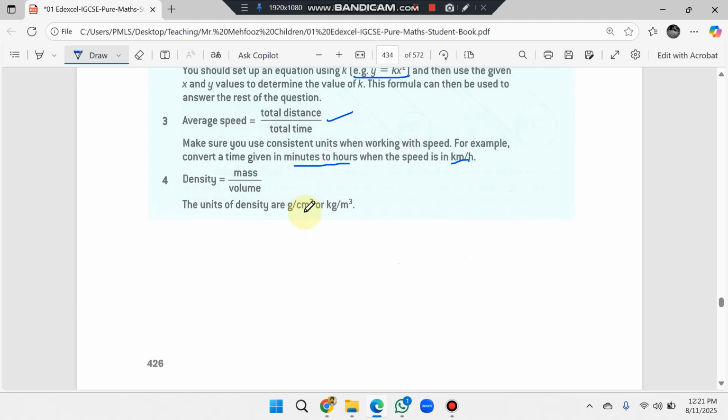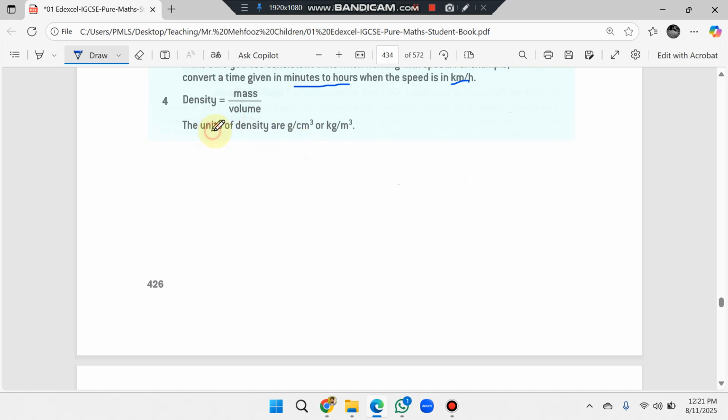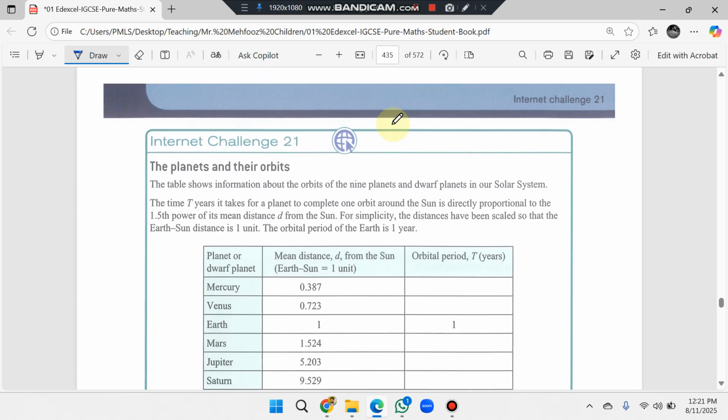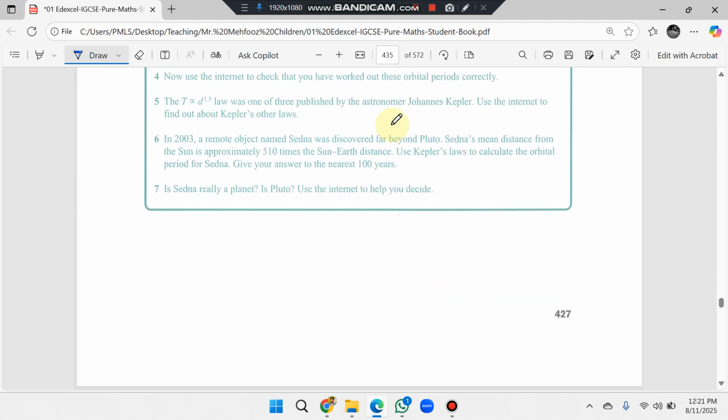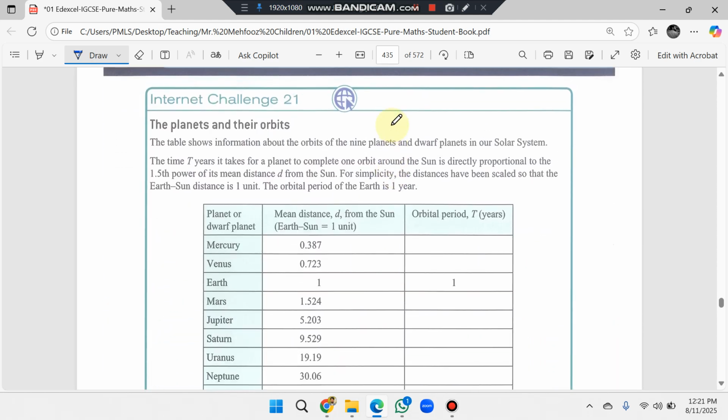Again, density has the formula, that is mass per unit volume. The units of density are grams per cubic centimeter and kilograms per cubic meter. So if you are taking the mass in grams, you have to make sure that your volume will be in cubic centimeters. Again, if you are taking the mass in kilograms, your volume will be in cubic meters, right? So this is the summary. These are some key points of chapter 21.